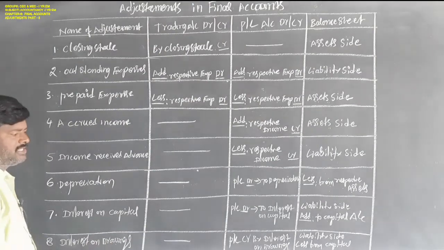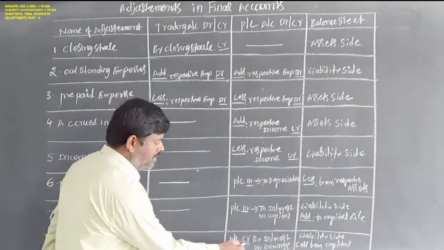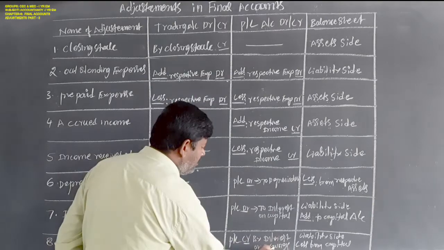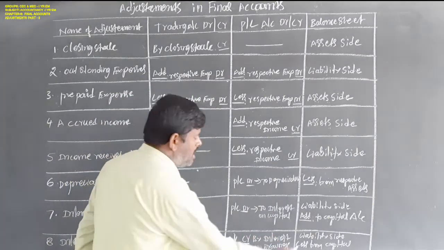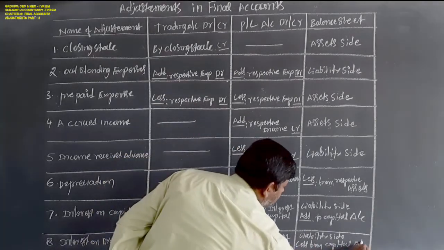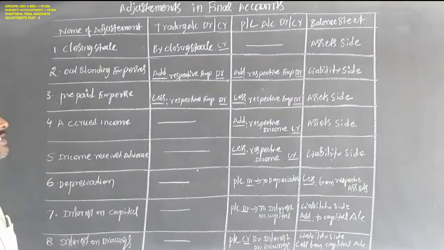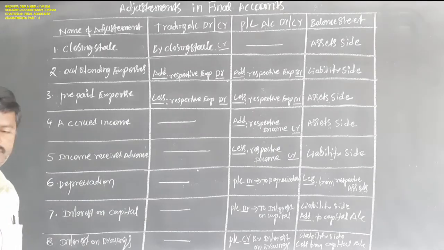Interest on drawings must be recorded first on the P&L account credit side as by interest on drawings. On the liability side, it is deducted from the capital account. This is the adjustment. The remaining adjustments we will see.